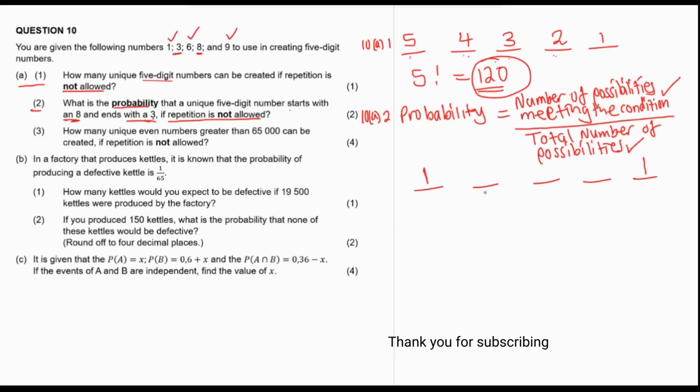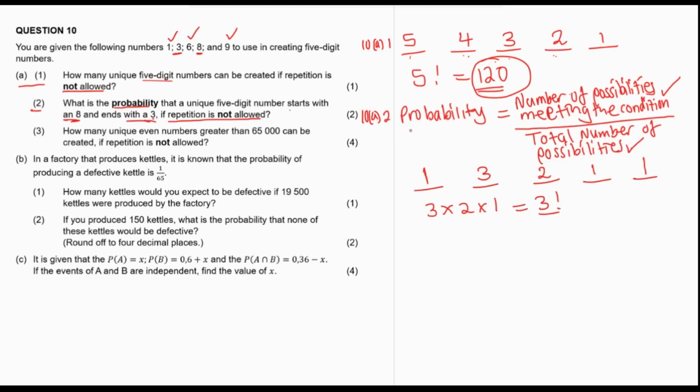So for the second slot, we have 3 choices because we still have 1 or 6 or 9. If one of these 3 numbers has gone into the second slot, we're left with 2 choices for the third slot, and then we'll be left with 1 choice for the fourth slot. The number of possibilities will be 3 times 2 times 1, which is equal to 3 factorial, or 6.